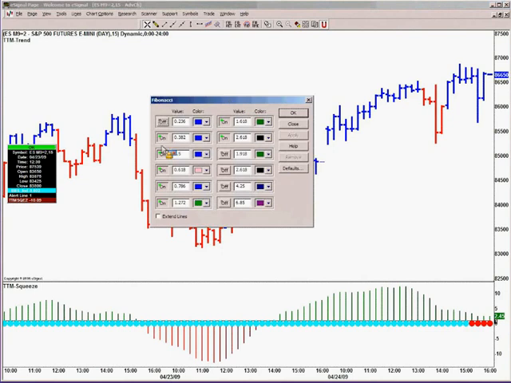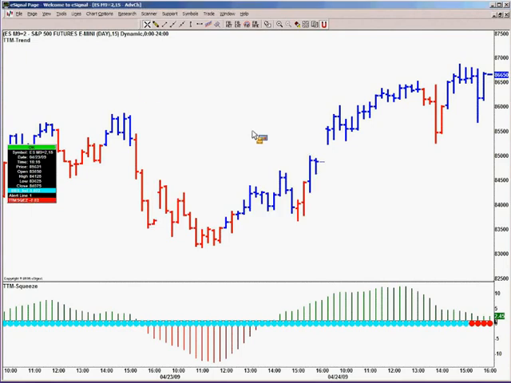Okay, again, you can see that you check the ratios that you want to use. I have the 382, 50%, 618, 786, 1272, 1618, and 2618. So if you want to run retracements, well, how about in this example, I'm going to run a high to a low.